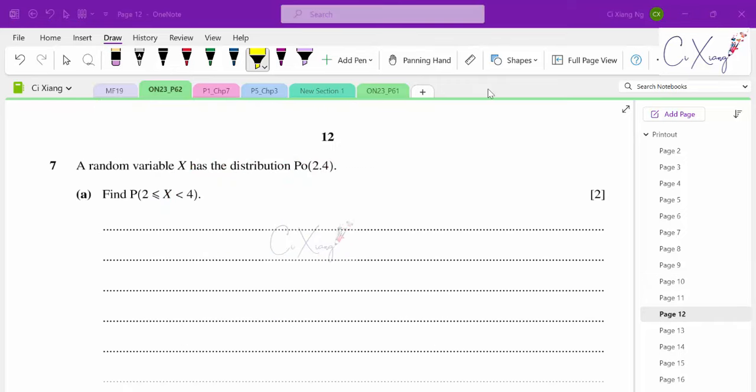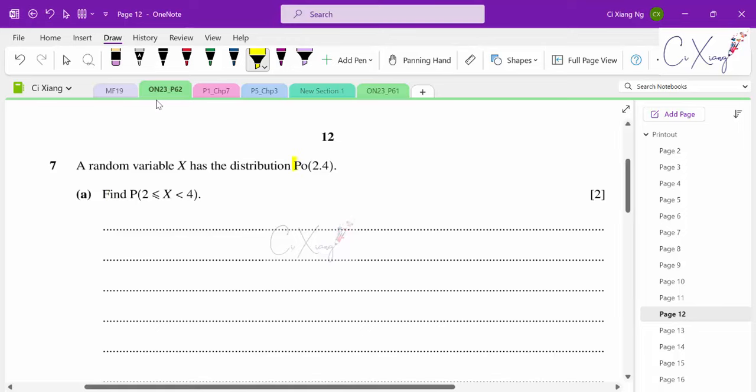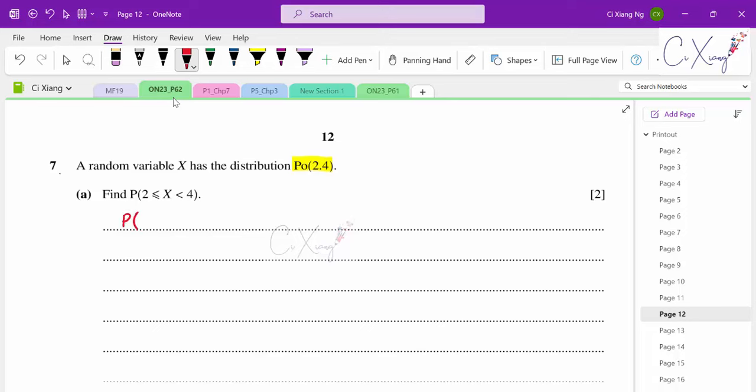So the last question for this paper, question number 7. A random variable X has the Poisson distribution with lambda 2.4. Find the probability of X from 2 inclusive until 4. I think this is quite straightforward. Because Poisson is a discrete random variable, X has to take integers. So the integers between 2 until 4 should be X equals 2 and also X equals 3 only.